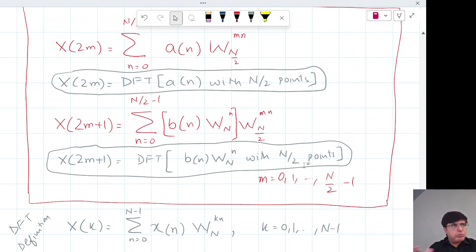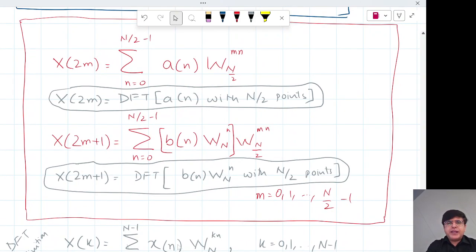So moral of the story, you broke this N point DFT into these two N over 2 point DFTs. Is that clear? So all you need to do is find the sequence a of n and the sequence b of n times W subscript N to the power n. If you have that, you get the DFT. You get the even index coefficients for this guy, and you get the odd index coefficients of the DFT for this guy.